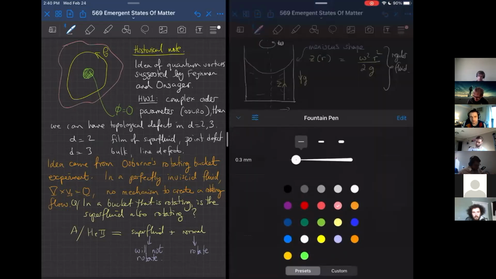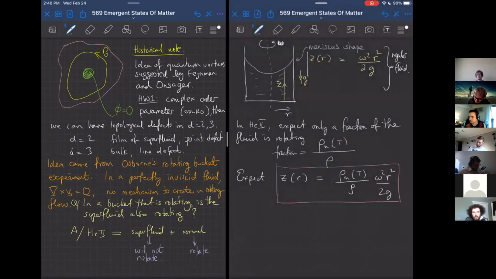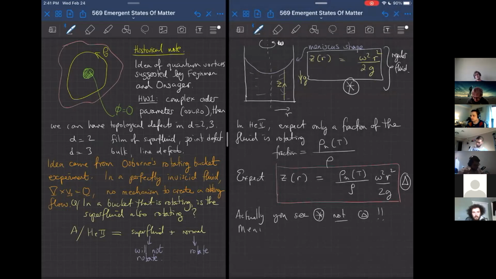And the strange thing is that it's not what you get at all. What you actually get is this. Okay. So actually, let's call this equation star, and this equation triangle. So actually, what you see, equation star, not equation triangle. And so that's a remarkable thing. So what that says is that the meniscus is not temperature dependent.